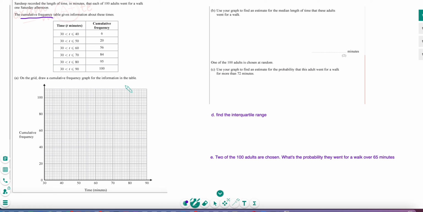Well, to draw a cumulative frequency graph is very easy. Step one, make sure you already have a cumulative frequency column. Sometimes you're only given a frequency column and you have to make the cumulative frequency column. Here, you have the cumulative frequency column already, so we can get started drawing. And cumulative frequency charts always start at 0, 0. It's just in the bottom left corner.